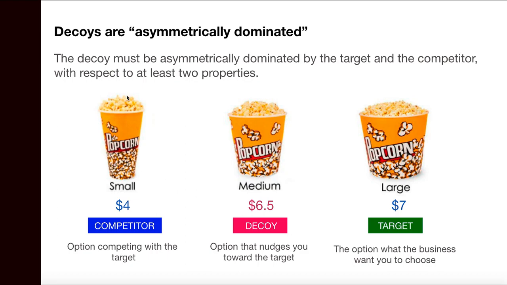So let's see the second part of the definition, with respect to at least two properties. What are these properties? Every option that you are given would have certain factors based on which you decide. It would have certain properties. So take a second to maybe think what could be the properties of this popcorn. You might have rightly guessed it.